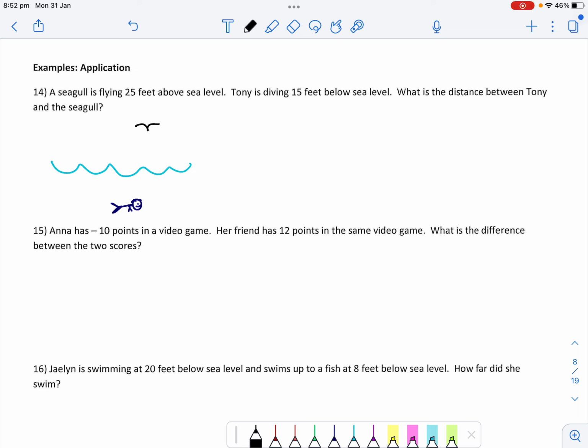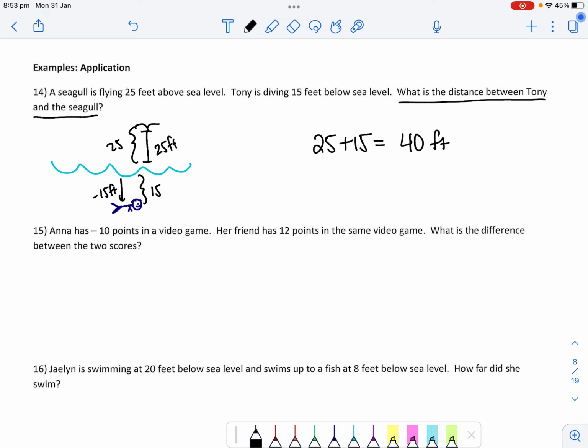They just have to serve my purpose. And it says a seagull is flying 25 feet above sea level, and that Tony is diving 15 feet below sea level. So he's down at negative 15 feet. And I want to know, what is the distance between Tony and the seagull? Well, I have to go the 25 feet down to the water, and then I have to go the 15 feet down to Tony. So I'm going to do 25 plus 15, and I get 40 feet.